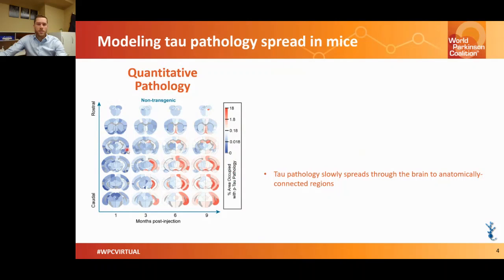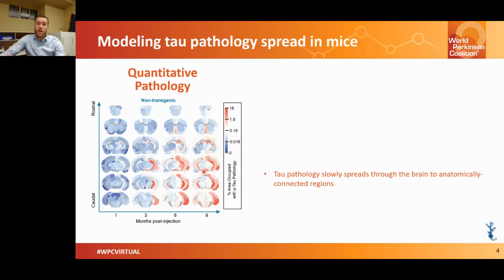There's very little pathology at 1 month after injection, but pathology increases by 3 months following injection near the injection sites and begins spreading to the opposite side of the brain at 6 months post-injection. By 9 months, pathology can be found throughout many regions of the brain.